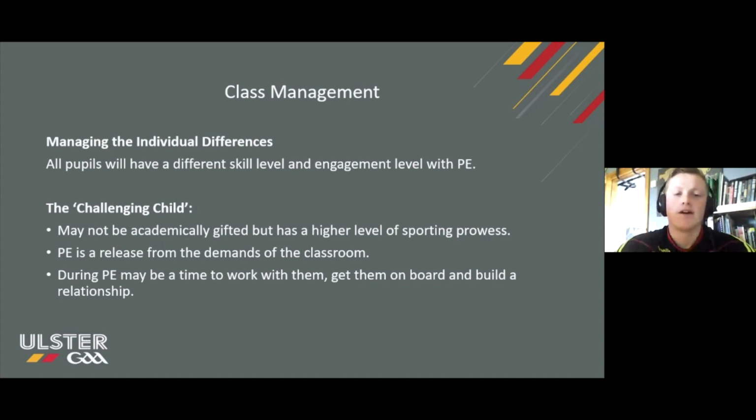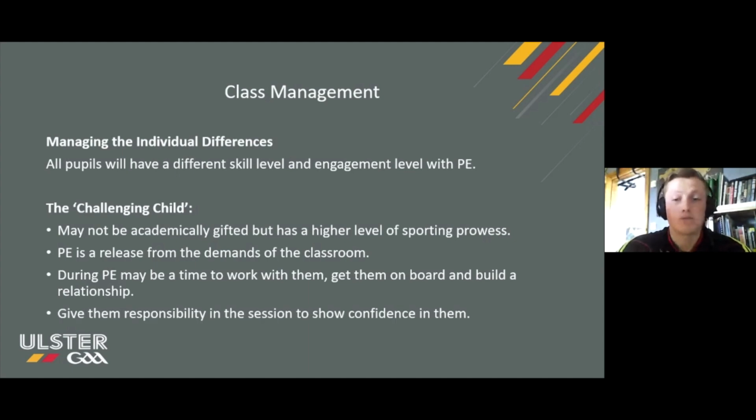During the PE lesson, this may be our time to work with them and get on board and build a relationship. That could be through giving them responsibility, as we said in the questions, or working even together with the coach or the teacher themselves. So if you're getting into partners, be the partner of the challenged child and work with them and build up a bit of a relationship through the sport that they like to play. And give them responsibility in the session to show confidence in them.